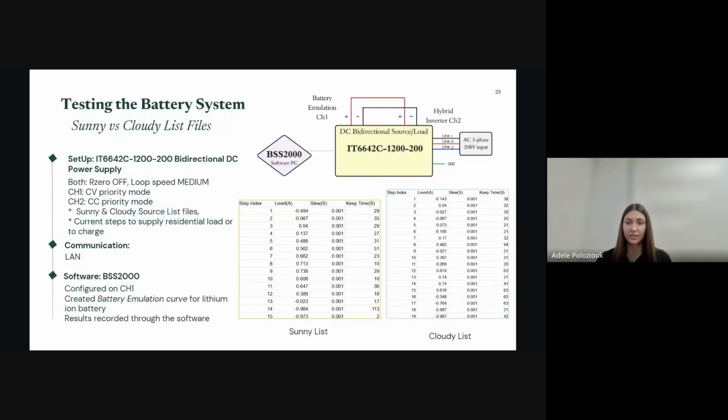Next, testing the inverter's ability to source or sink power from the battery. For the actual setup, I used the 6642C. Since it has two channels, I used one as the battery emulation and the second as the inverter. Both of these tests will utilize the BSS software for battery emulation to emulate the chemistry of the lithium-ion battery for the charging and discharging curve. And here on the table, we can see that the negative current from the list will be sinking from the battery. And if it's positive, it means it's sourcing or charging the battery.